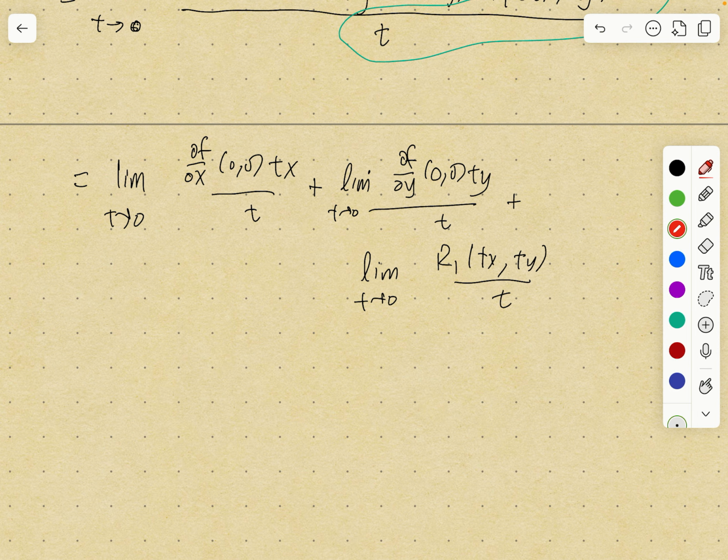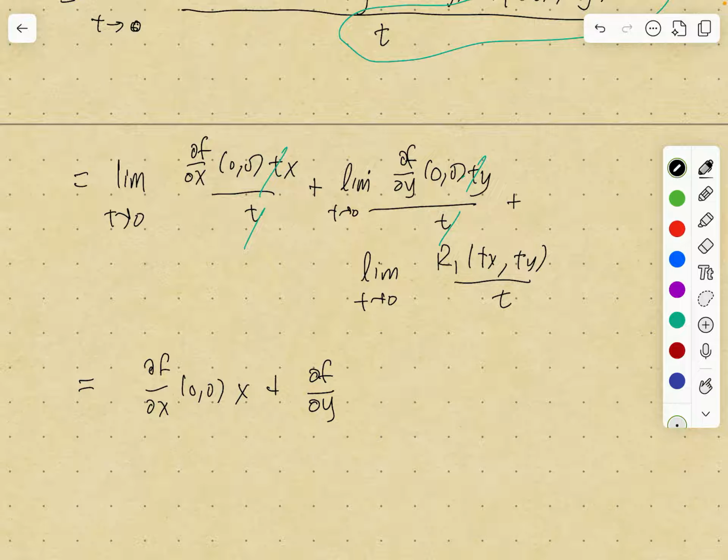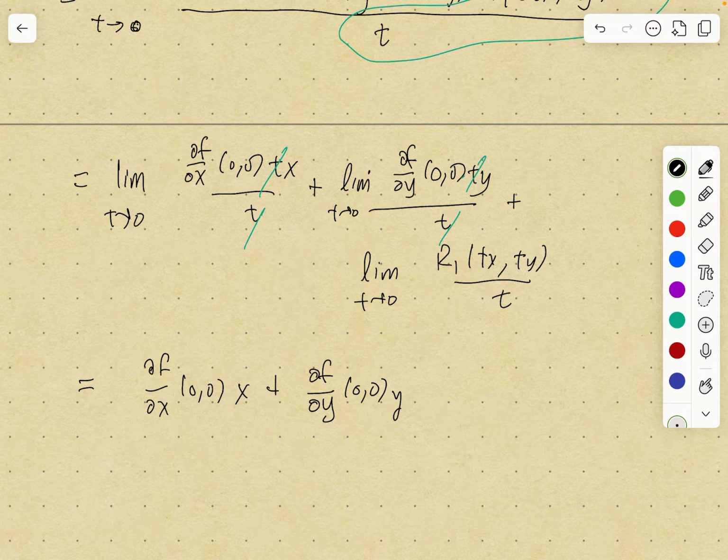So in the first term, the t's will cancel, and in the second term, the t's will cancel. So then what you're going to be left with, since there's no more t's left, the first term is just going to be partial f, partial x evaluated at 0, 0 times x. Second term is going to be partial f, partial y at 0, 0 times y. And then you're going to get plus this last limit.